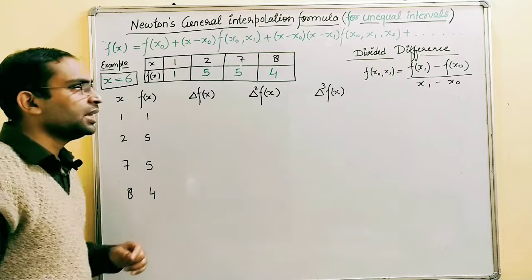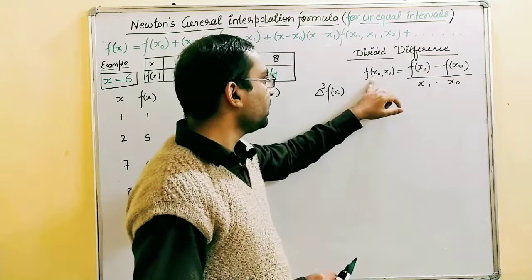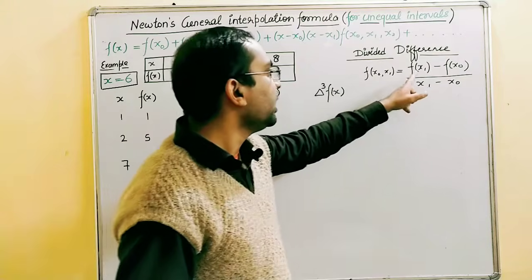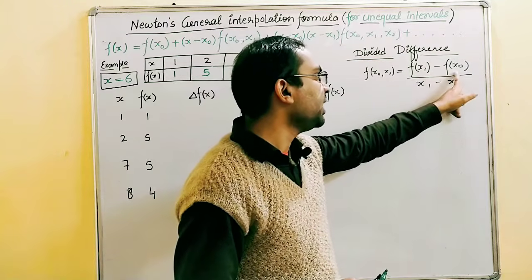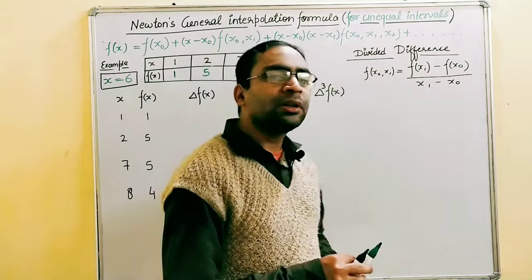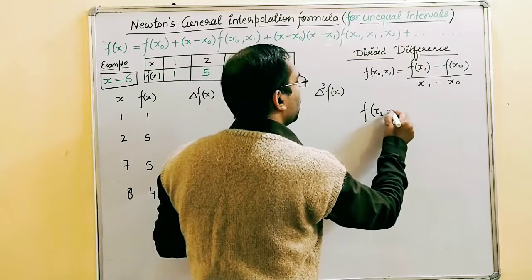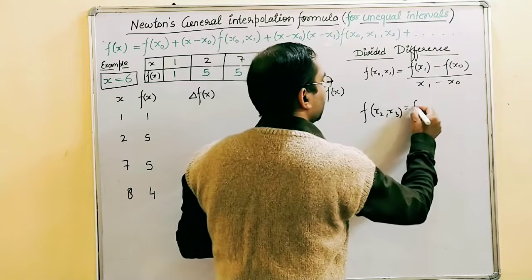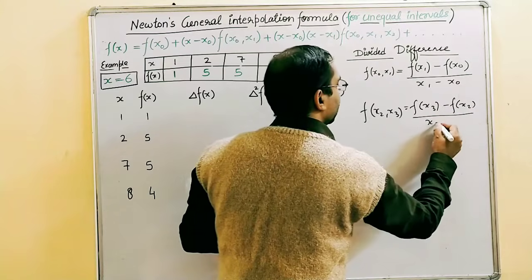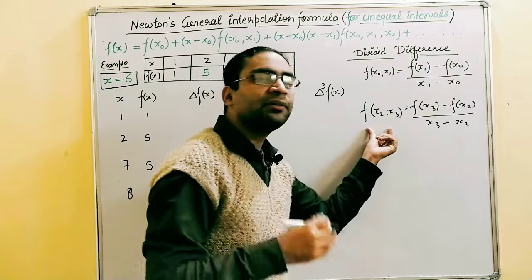Before jumping to the example, let's see the formula for the divided difference. The first divided difference f(x0, x1) is always equal to f(x1) minus f(x0), whole divided by x1 minus x0. So this is the first divided difference. Similarly, if I say f(x2, x3), then this will be f(x3) minus f(x2) divided by x3 minus x2. So this is the first divided difference.